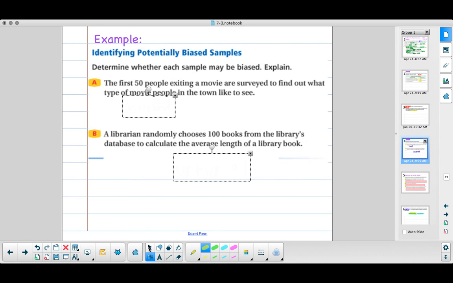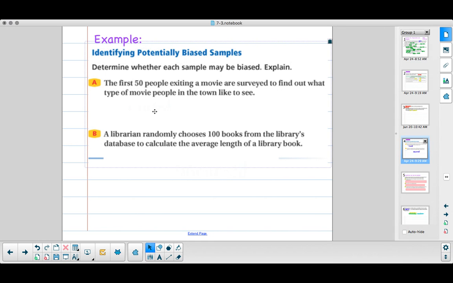Let's just do an example about that now. Determine whether each sample may be biased and then explain. Part A says the first 50 people exiting a movie are surveyed to find out what type of movie the people in town like to see. This would be a biased survey.